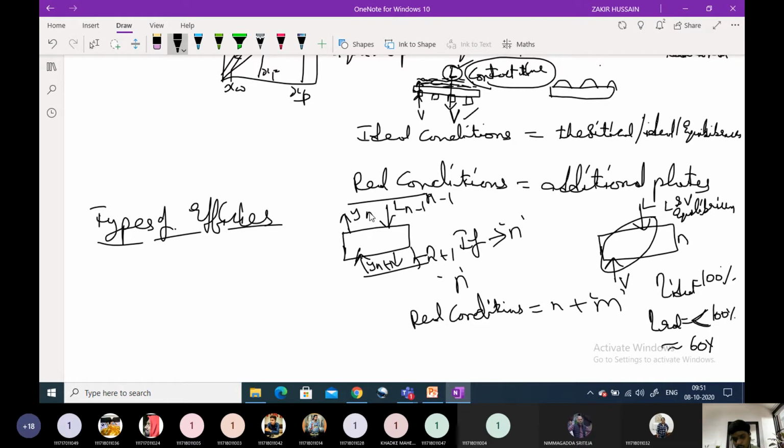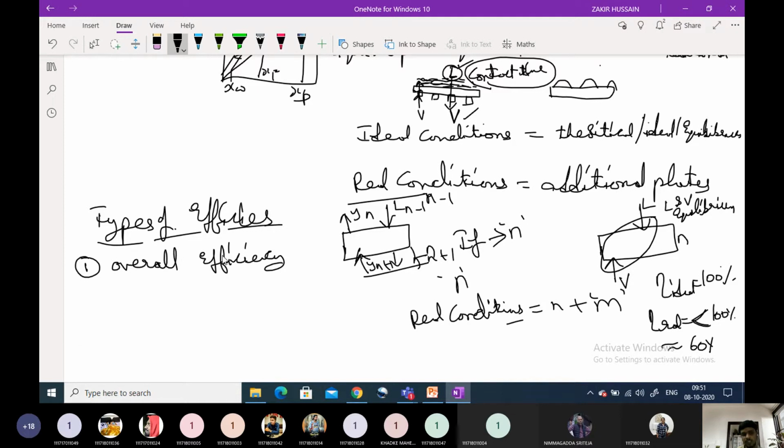So we have to take this point: in the ideal conditions, we did not provide sufficient contact time between vapor and liquid so as to reach equilibrium. Because of this insufficient contact time, the plates will operate in real conditions with less efficiency. Because of this, we will define one efficiency called overall efficiency. In types of efficiencies, the first one is overall efficiency.